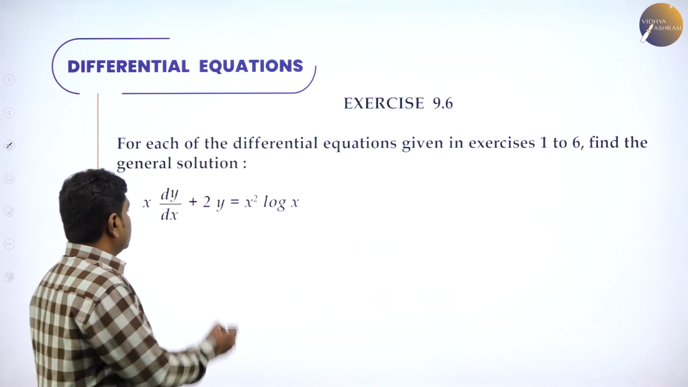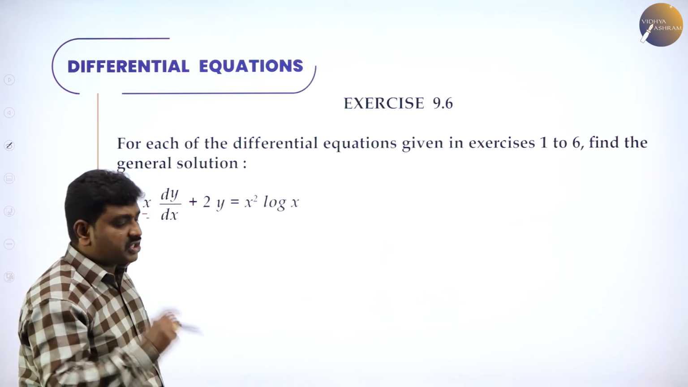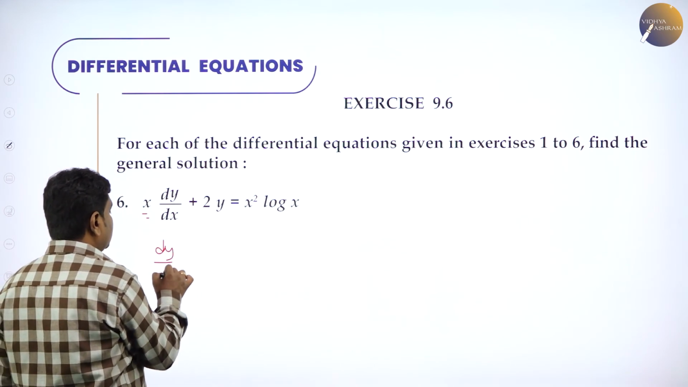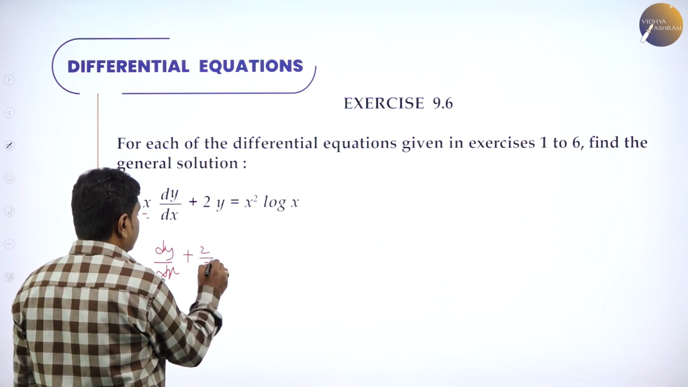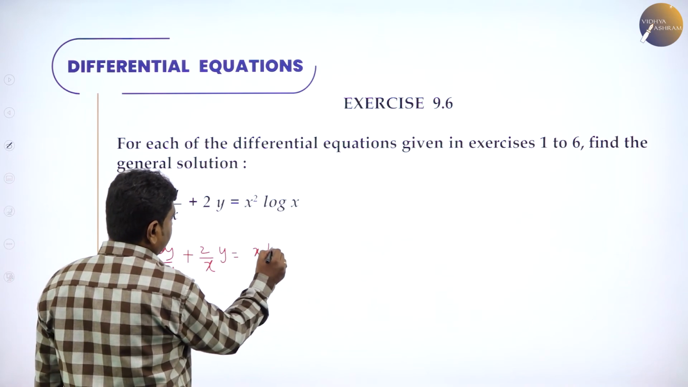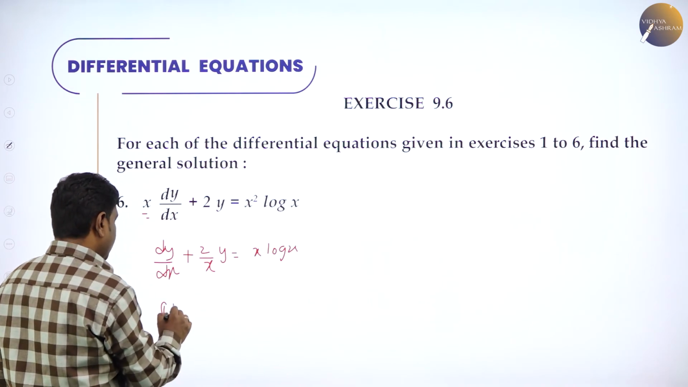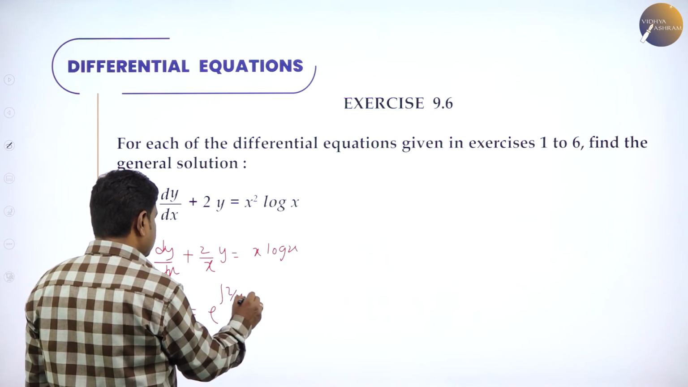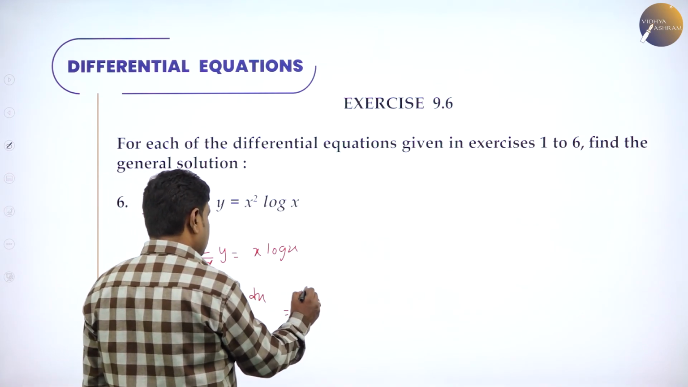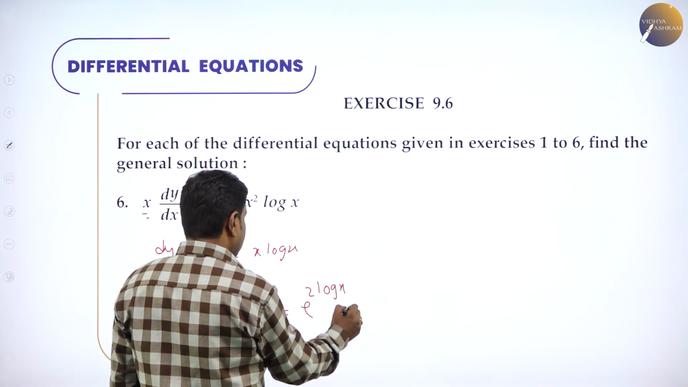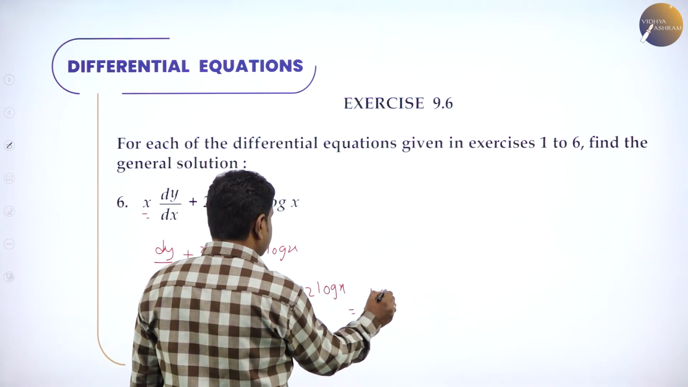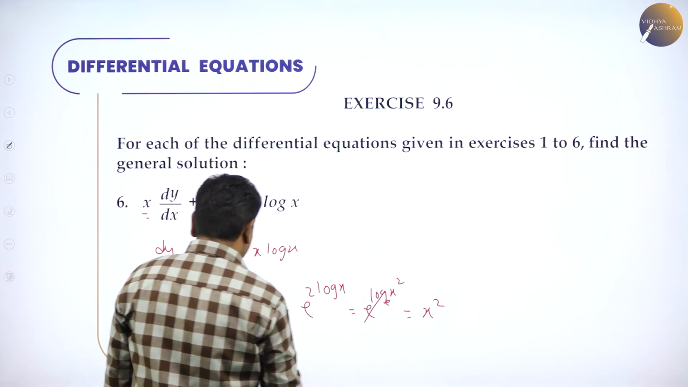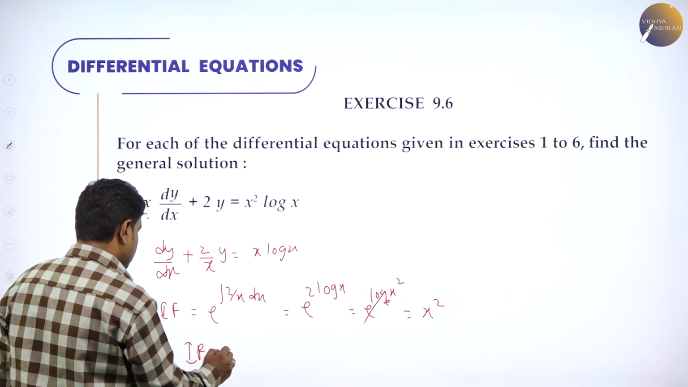So the same method, here we have x. What you should do? Divide both sides by x and simplify. If you do that, it will become dy by dx plus 2 by x y is equal to x log x. Now the integrating factor. So p is 2 by x. E power integration 2 by x dx, that is e power 2 log x, that is e power log x square, that is x square. E and log cancel. So now you got the integrating factor, x square.